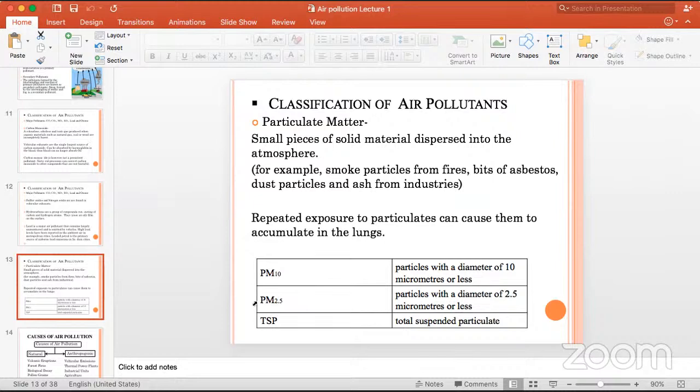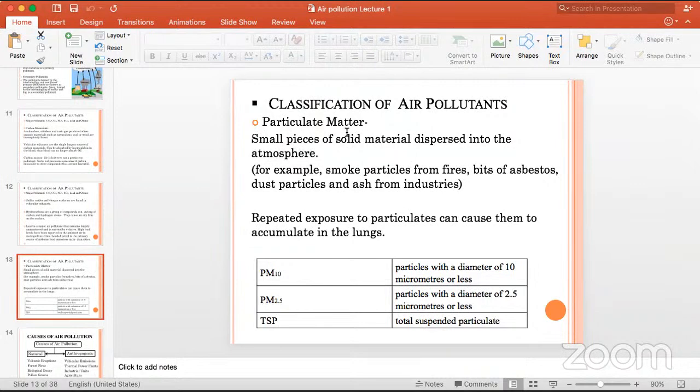They're actually solid material. There are small chunks of solid material which are dispersed in the atmosphere. So basically, what are examples? Smoke. Smoke particles from fire, ash from industries, all of this is particulate matter. So people use chulhas, and chulhas are very dangerous because they release PM particles.